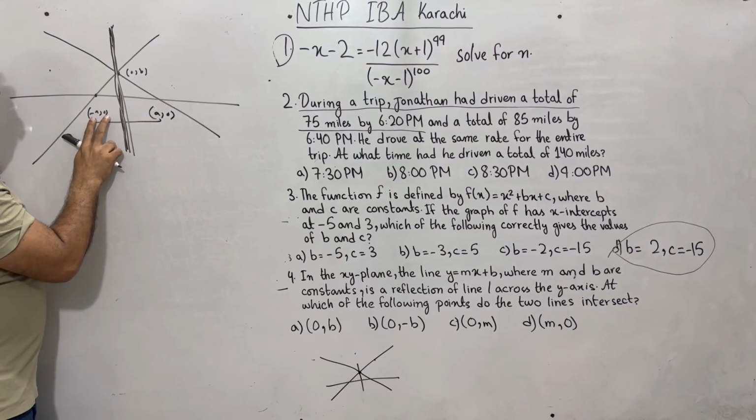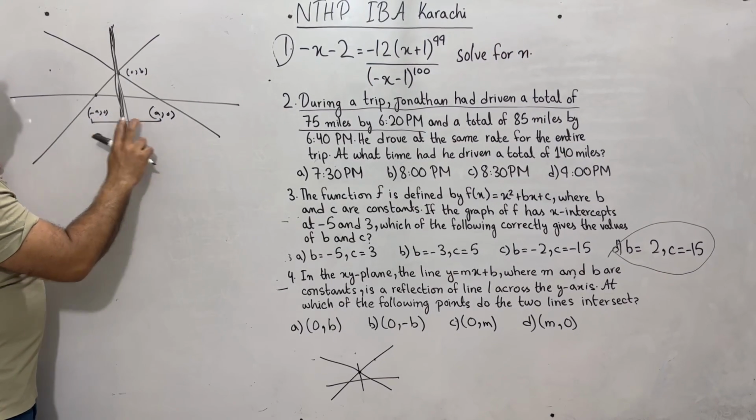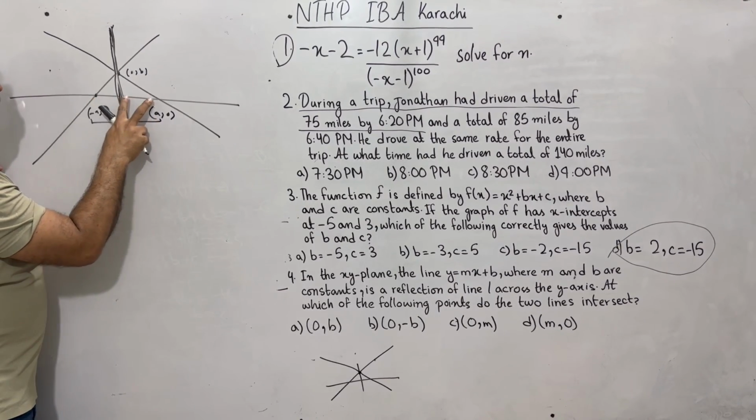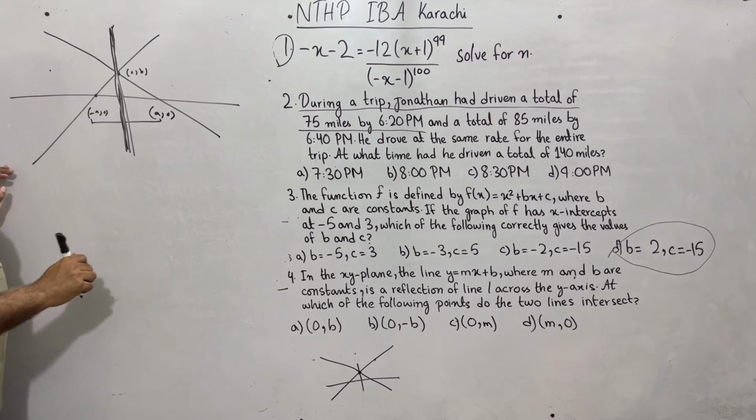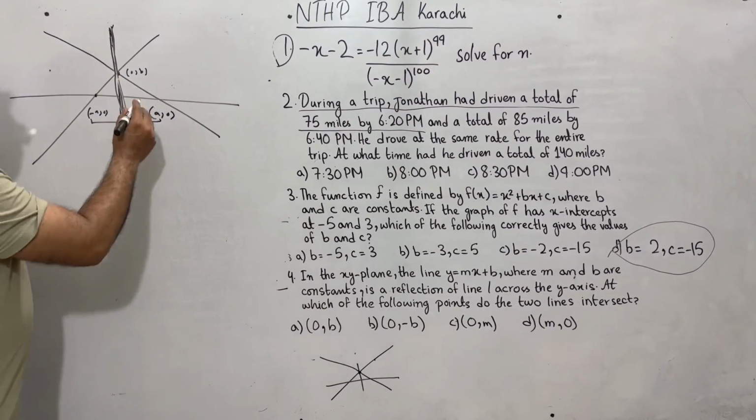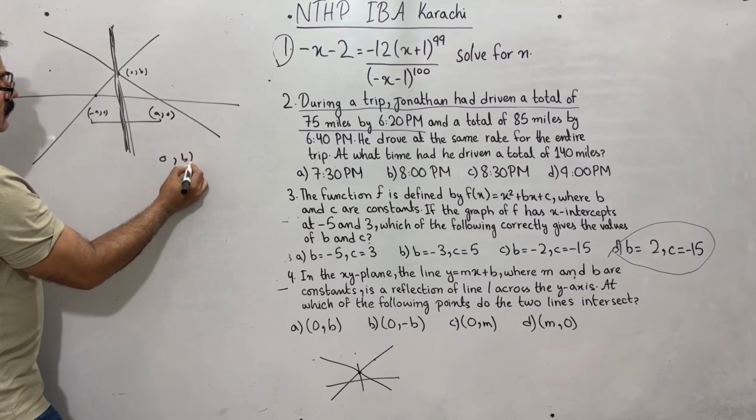So the reflection of minus a, 0 is going to be a, 0. Here it is the negative way, here it is the positive way. We consider the distance. They lie equidistant. And in the same token, the y-intercept remains the same. So they intersect at 0, b.